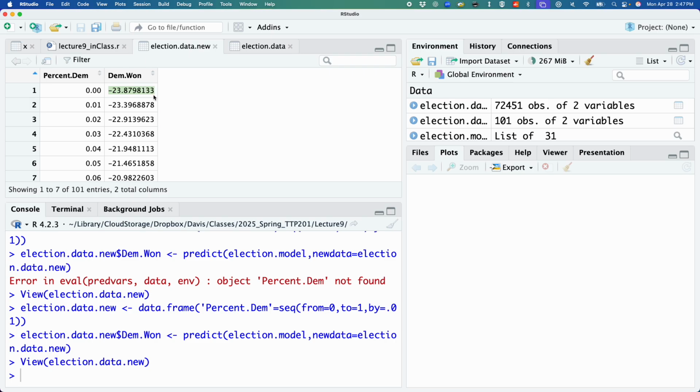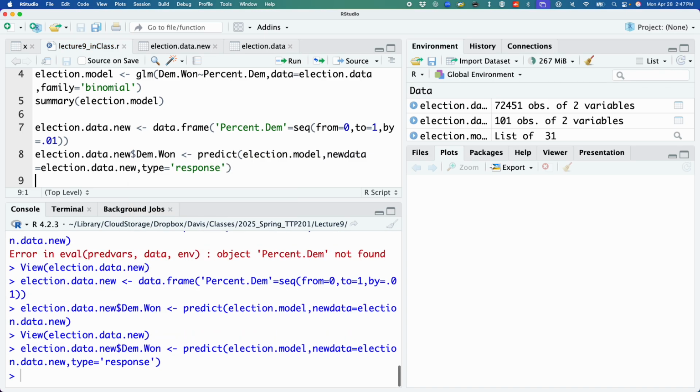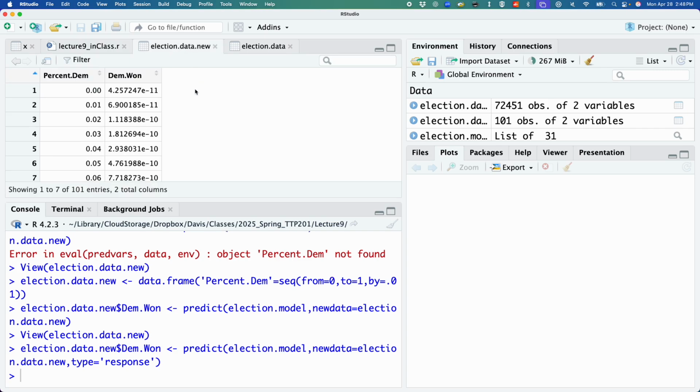So in the default, it's actually giving you the log odds ratio, which is not what we want, right? We want the probabilities. And so here, you can put in an option called type equals response. And this will, instead of giving you the log odds ratio, give you the probability of the outcome, which looks something like this.